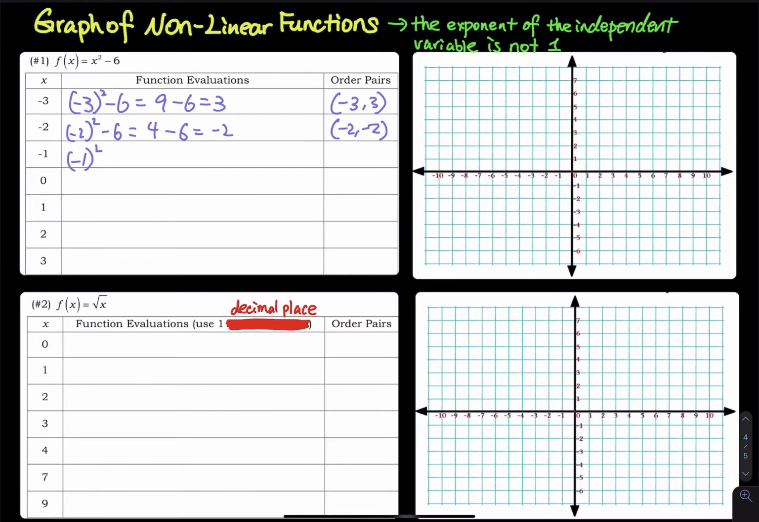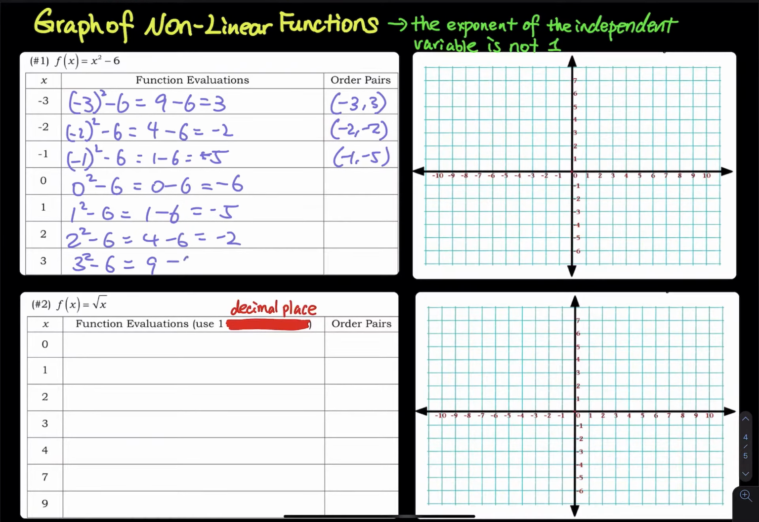Negative 1 squared minus 6. 1 minus 6 is equal to negative 5. So we have negative 1, negative 5. 0 squared minus 6. 0 minus 6 is negative 6. 1 squared minus 6. 1 minus 6 is negative 5. 2 squared minus 6. 4 minus 6 is negative 2. 3 squared minus 6. We have 9 minus 6, which equals 3.